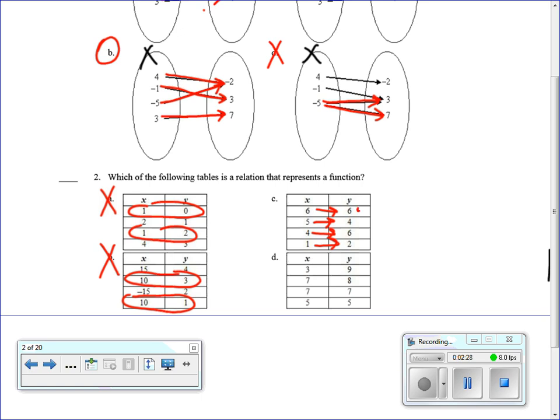It does not matter that the 6 repeats in the y column. Our focus is going to be only on the x when we are determining a function. And so looking at that, we can see that again in D, 7 repeats, making that a non-function.